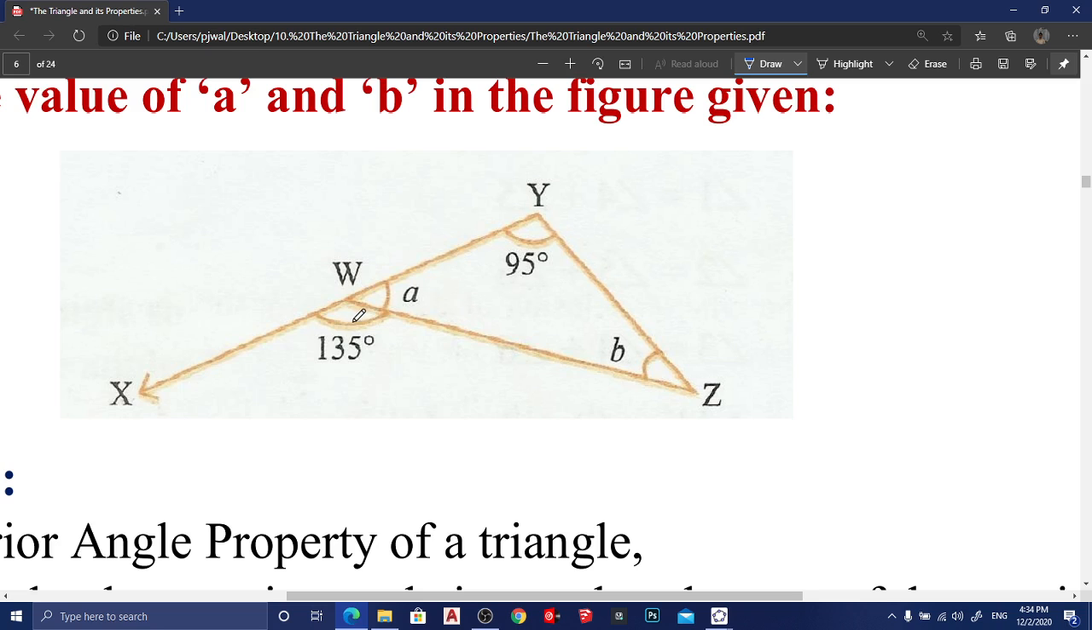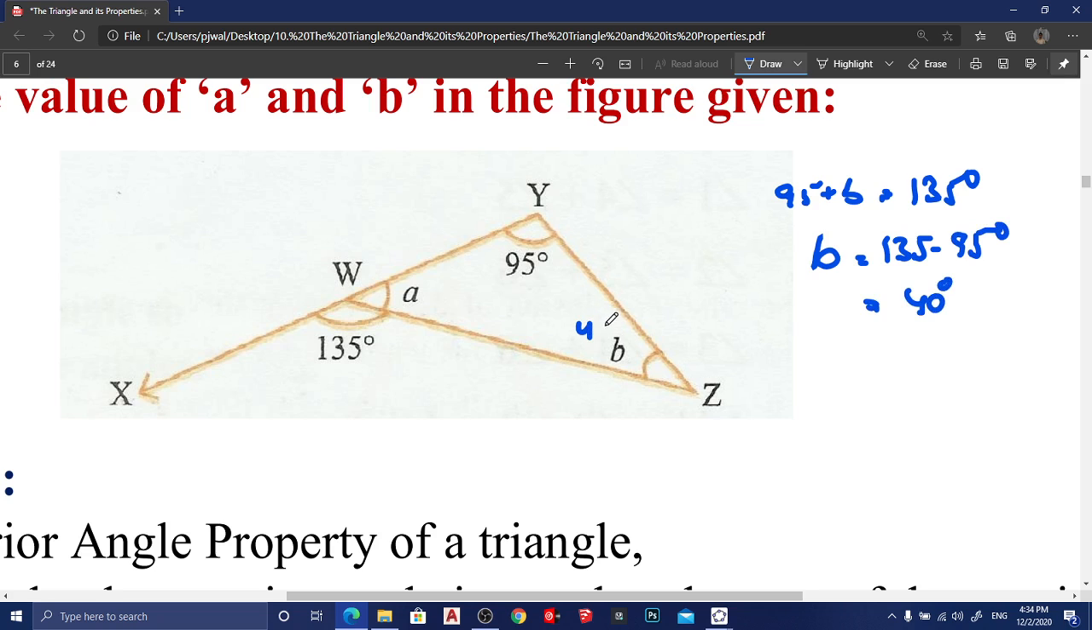Now you know the relation between the exterior angle and the opposite interior angles, which is 95 plus B is equal to 135. 95 plus B equal to 135 degrees. So B equals 135 minus 95, which is equal to 40 degrees here. Now you know this 40 degrees angle. Now you can apply the angle sum property to these three angles which are existing interior of the triangle.